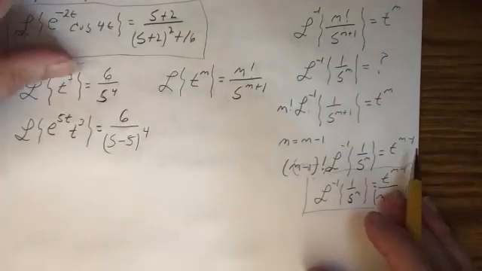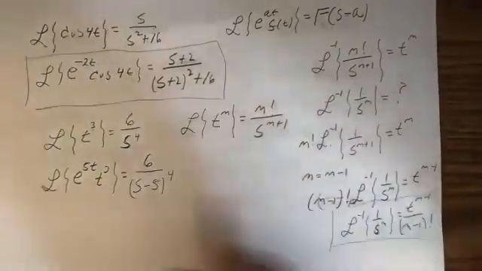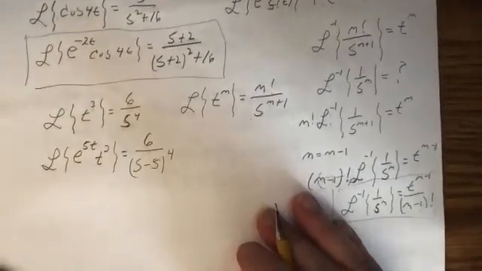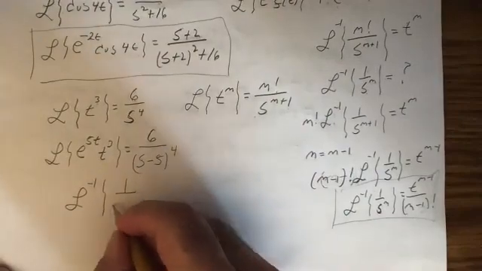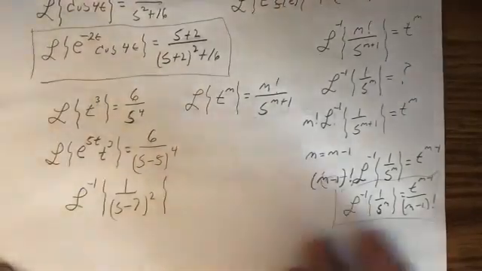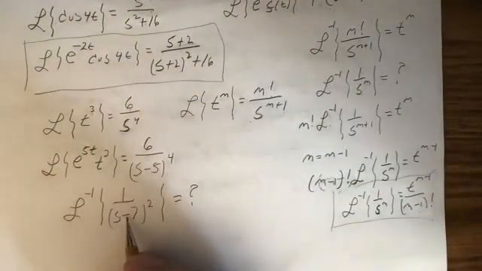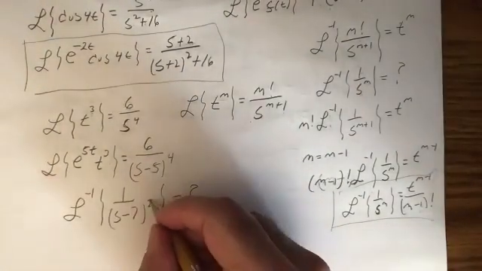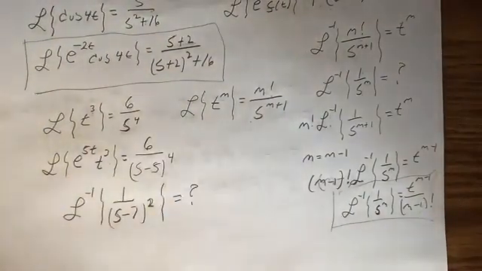Now here's a question, let's see if you can do this. What if I said to you, I want you to try to figure this out: the inverse Laplace transform of 1 over s minus 7 squared. Try to do that. What is this equal to? I'll give you a couple of minutes. It shouldn't be hard.